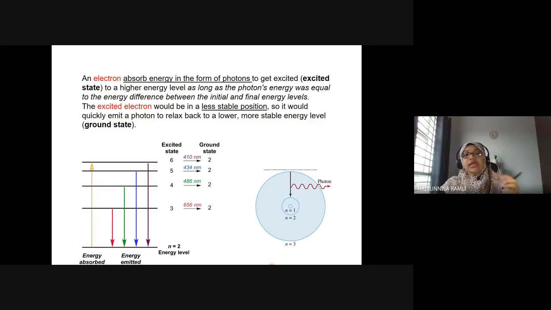To go up, it will first absorb energy. Then when it goes up, the excited electron will be in a less stable position. It has gone up, it is excited, so it is very unstable. So it quickly emits a photon and releases that energy. Then it relaxes and goes back down to the stable energy level, which is the ground state. Like this: first here, the yellow one, at first at the ground state, it absorbs energy and goes up to the excited state. After this, it is unstable, so before it goes down it has to release that energy and go down to the ground state to get a more stable energy.